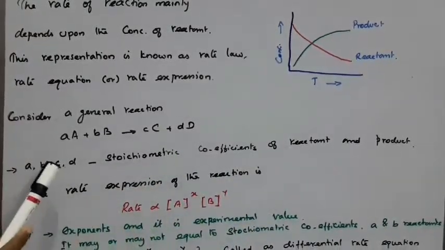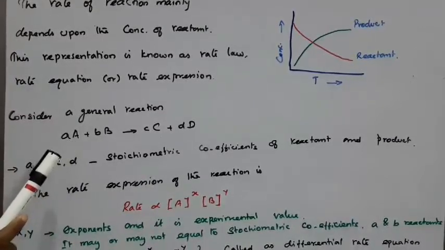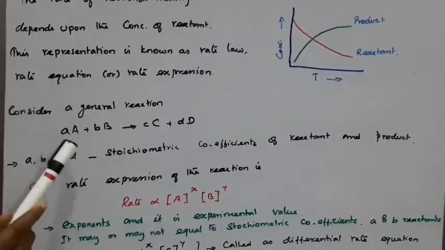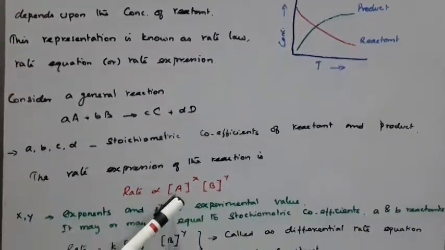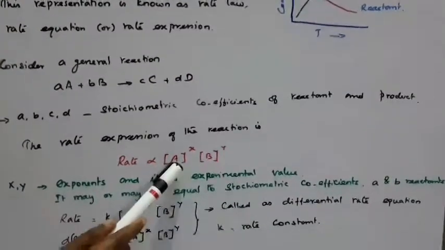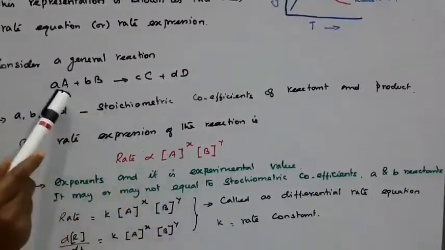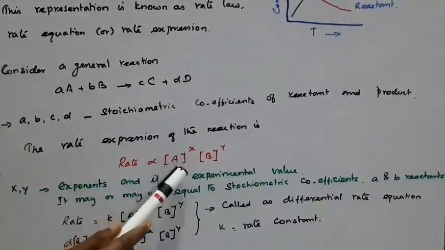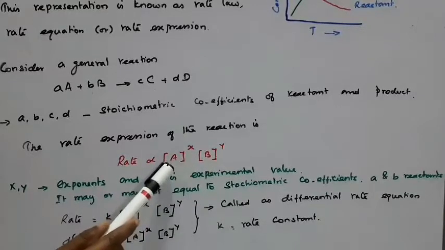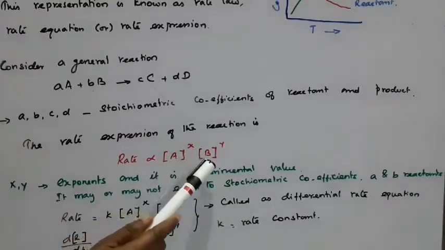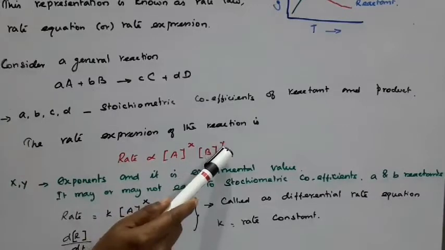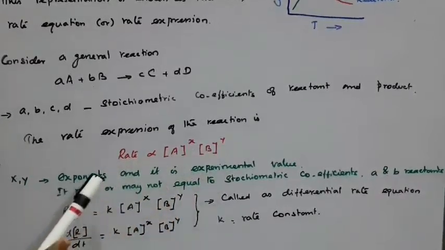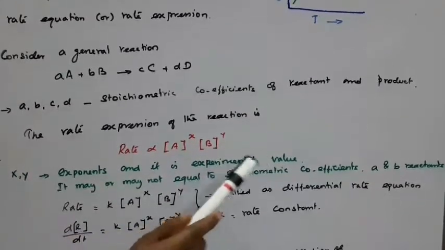So how can you write the rate expression for this? Rate expression means nothing but rate law or rate equation. Rate is proportional to the concentration of reactants. What are the concentrations of reactants? The square bracket represents concentration, so the concentration of A is raised to the power x and the concentration of B is raised to the power y. So x and y are exponents, and they are experimental values.